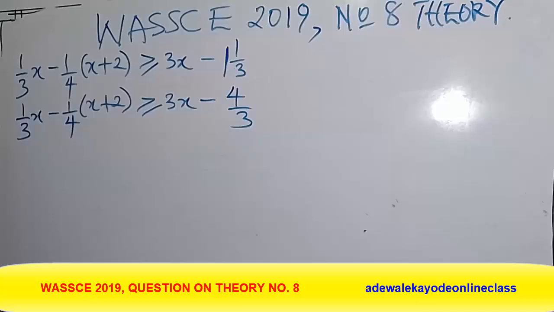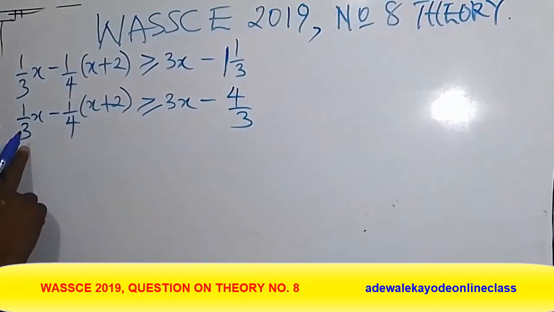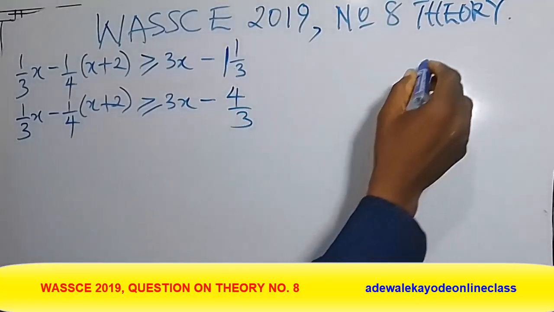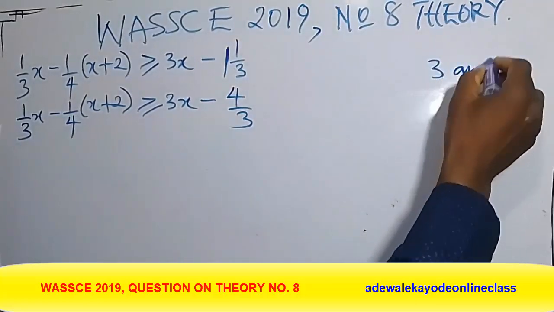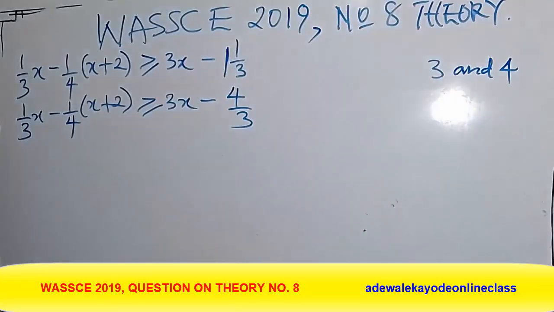How do you clear this fraction? If you want to clear this fraction, you need to look for the LCM of all the denominators. How many denominators do we have here? We have 3, 4, and 3. That means we have 3 and 4. And what is the LCM of 3 and 4? Great, 12. So let's multiply this fraction through by 12.